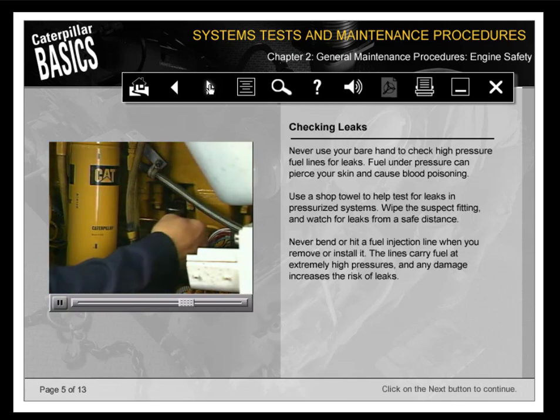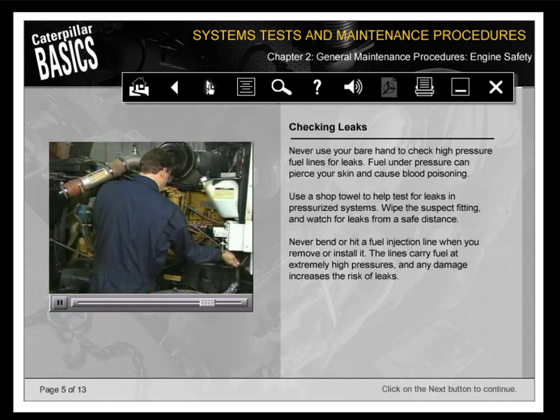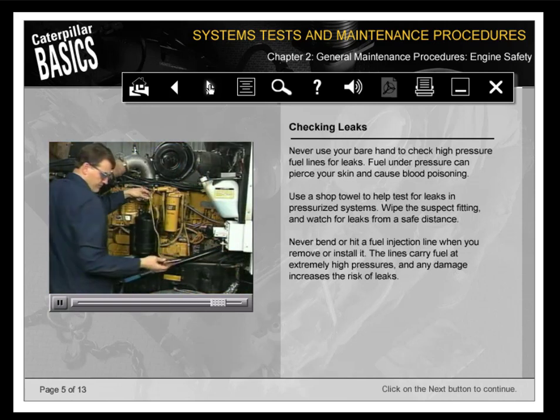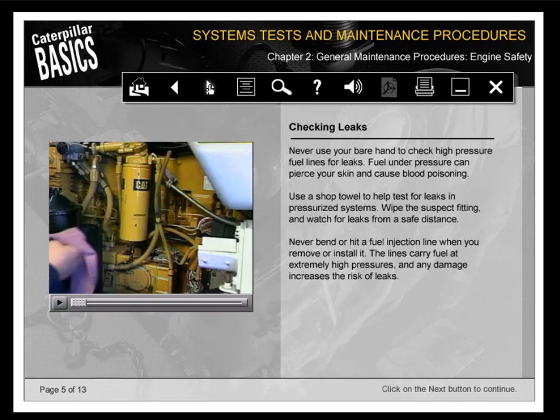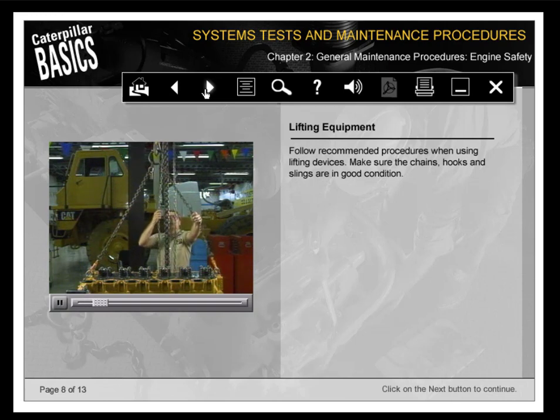Never bend or hit a fuel injection line when you remove or install it. The lines carry fuel at extremely high pressures, and any damage increases the risk of leaks. Follow recommended procedures when using lifting devices. Make sure the chains, hooks, and slings are in good condition.